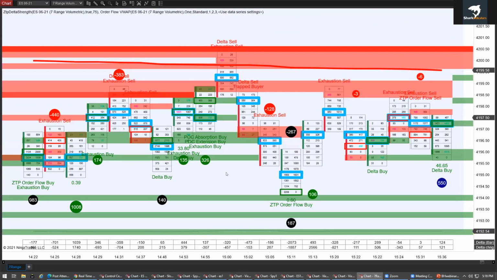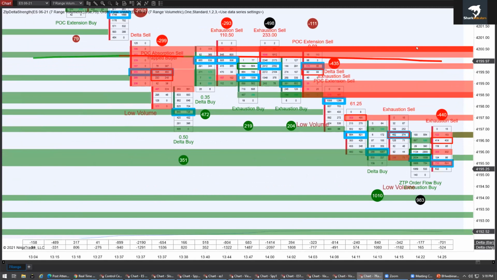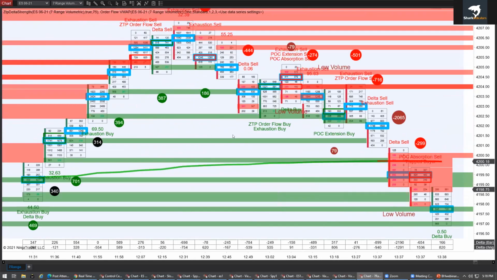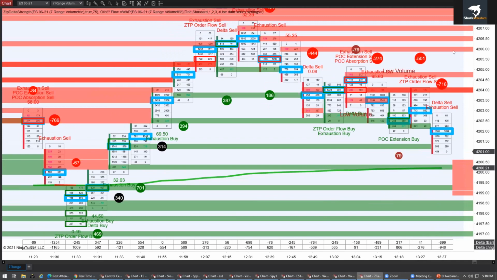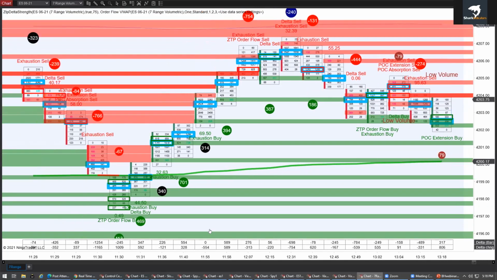And there's a few things that are really interesting. This is the first time I'm basically showing it to you. What is really interesting about the order flow is this. My 2 strongest signals that I have are the ZTP order flow, which is here and here. And what is interesting is that we normally find those on a low and on a high.